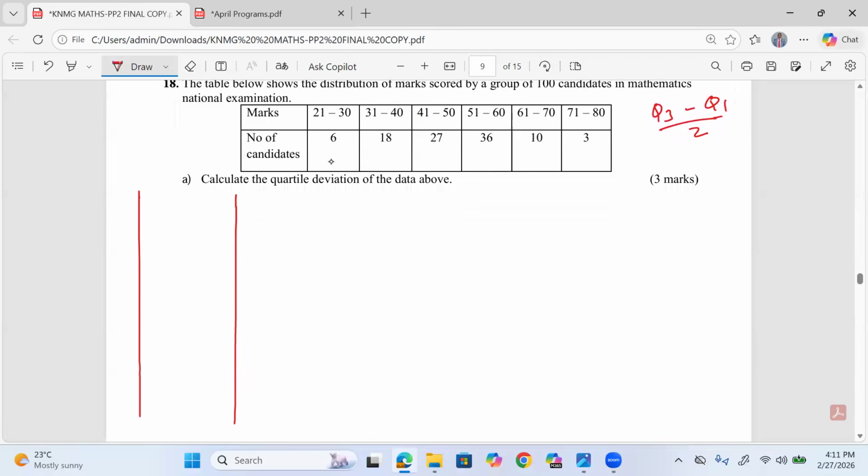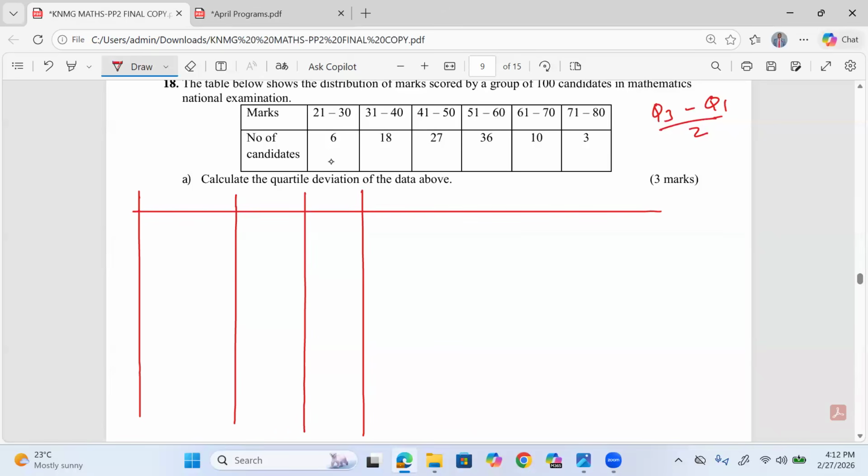This is very recommended. So we can have our frequencies there, and after frequencies, you can talk about CF. Later we'll be adding more columns as we continue discussing these questions. Let me start with the classes, then the F, then the cumulative frequencies.